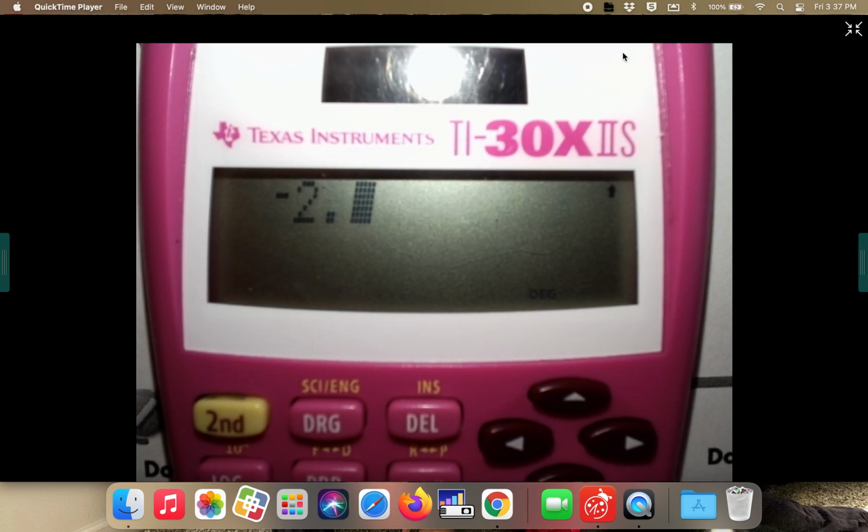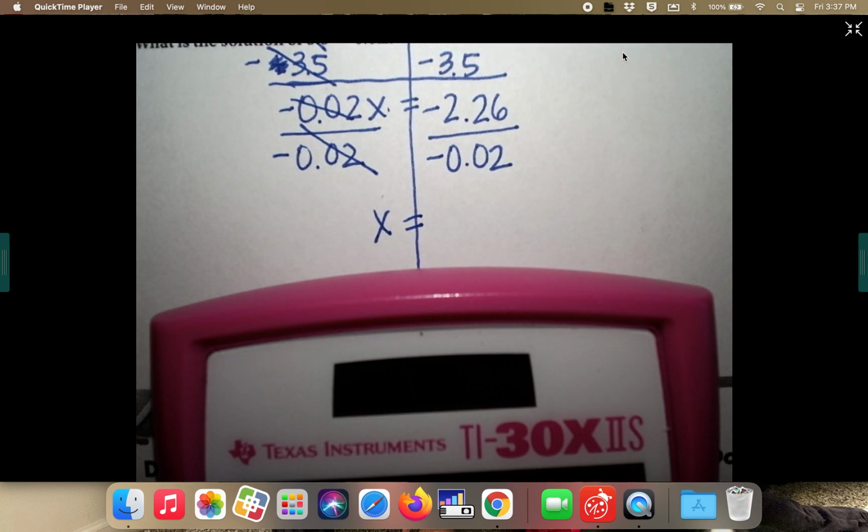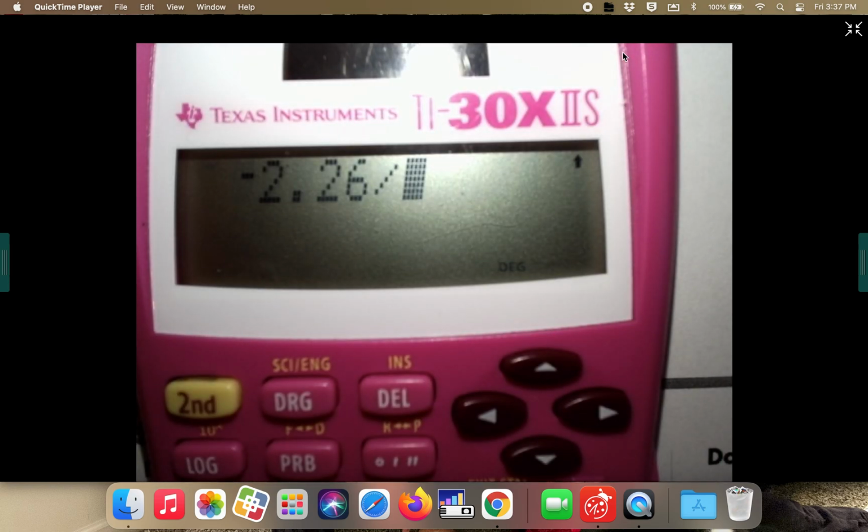Negative 2.26 divided by negative 0.02. Oops, messed that one up. 0.02.